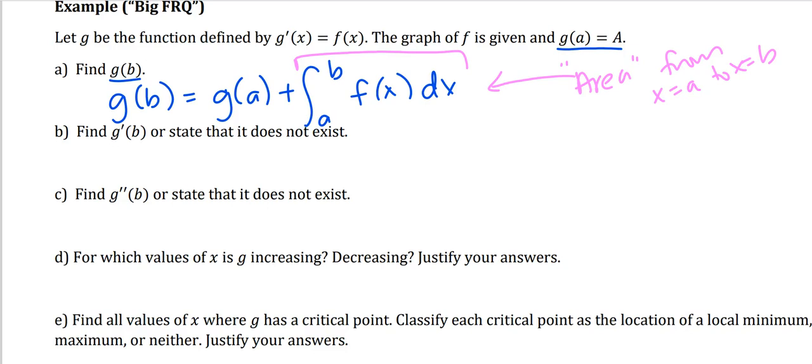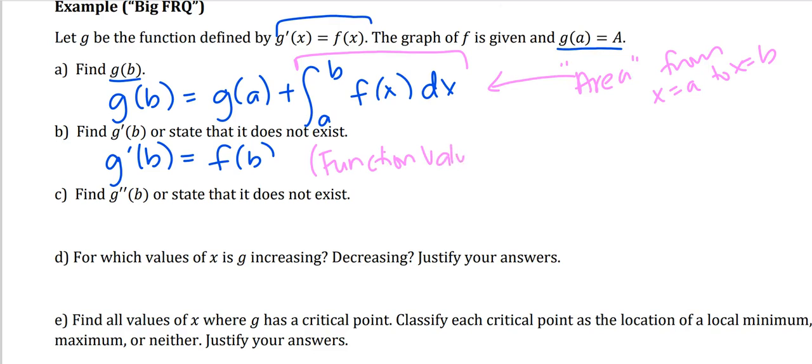The second part, part B, says find g prime of b or state that it does not exist. Well, g prime of b will be the same as f of b if I come back up here. And this will just be the function value. You're given the graph of f, so you're just finding what is the y value of the given graph when your x value is b.